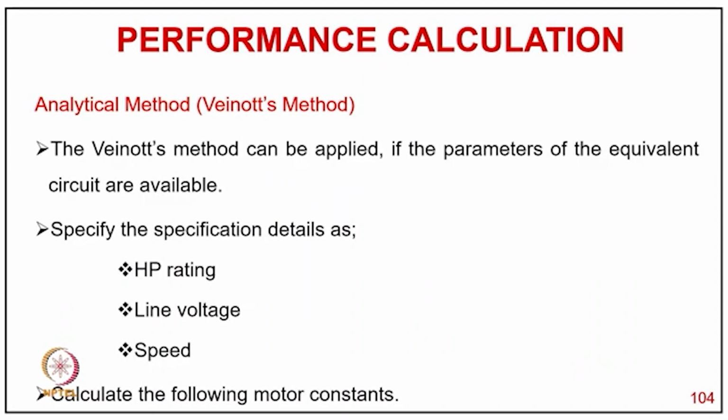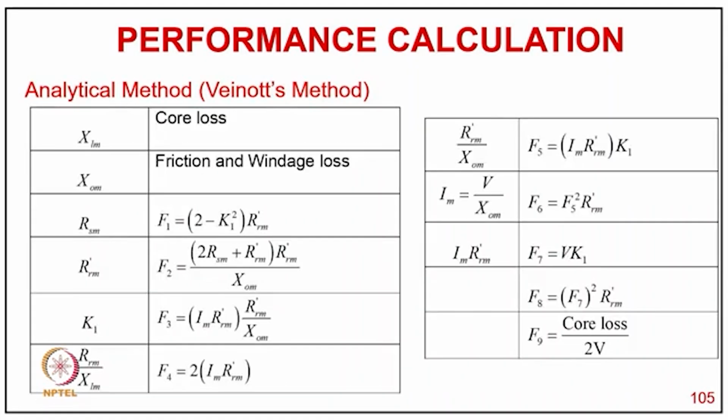However, the analytical method by V-nut can be applied if parameters of the equivalent circuit are available. Specify the typical HP rating, line voltage and speed, and calculate the following motor constants. Here it is given how, for the analytical method, you can calculate RSM as a function of K1. You can find out even the magnetizing current, as well as the other losses.